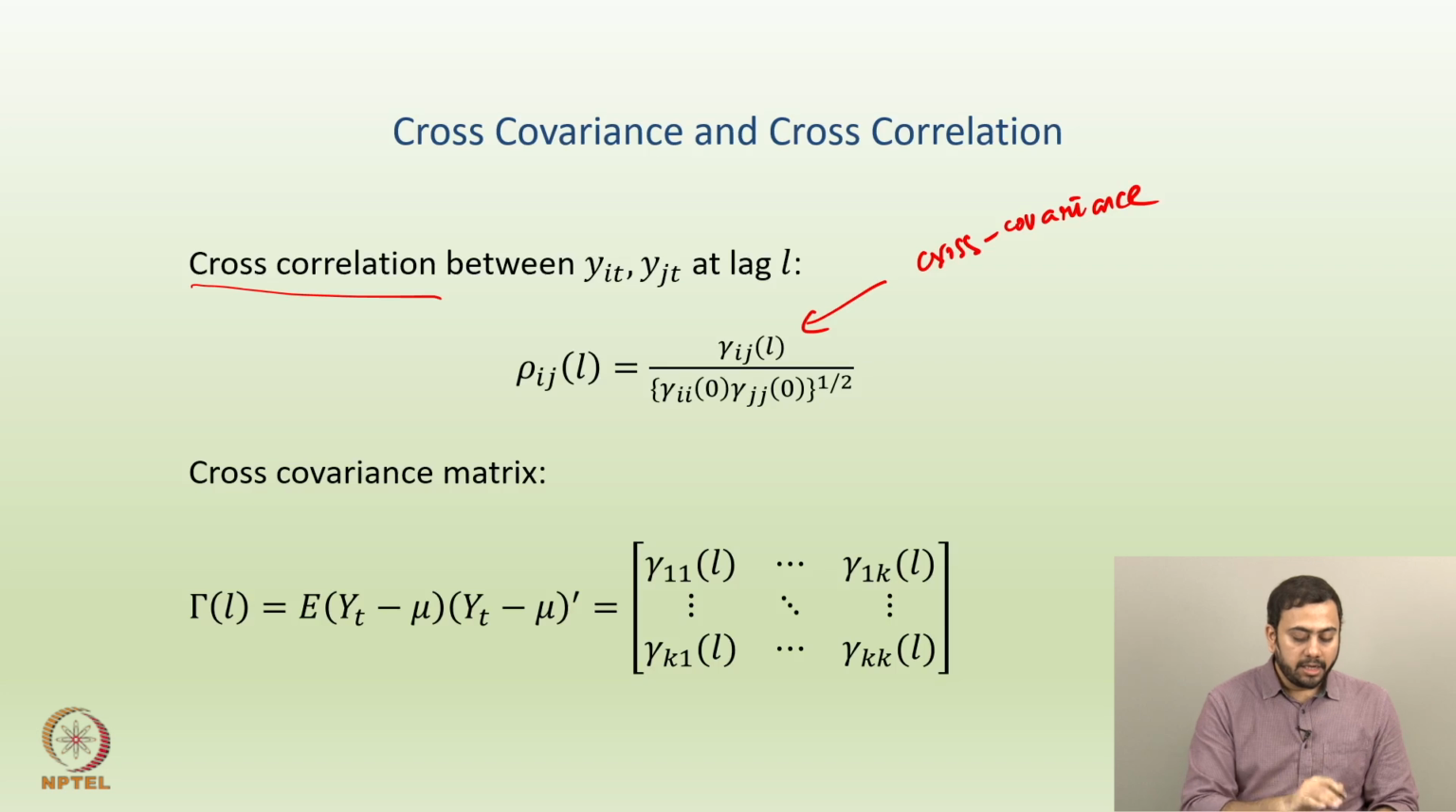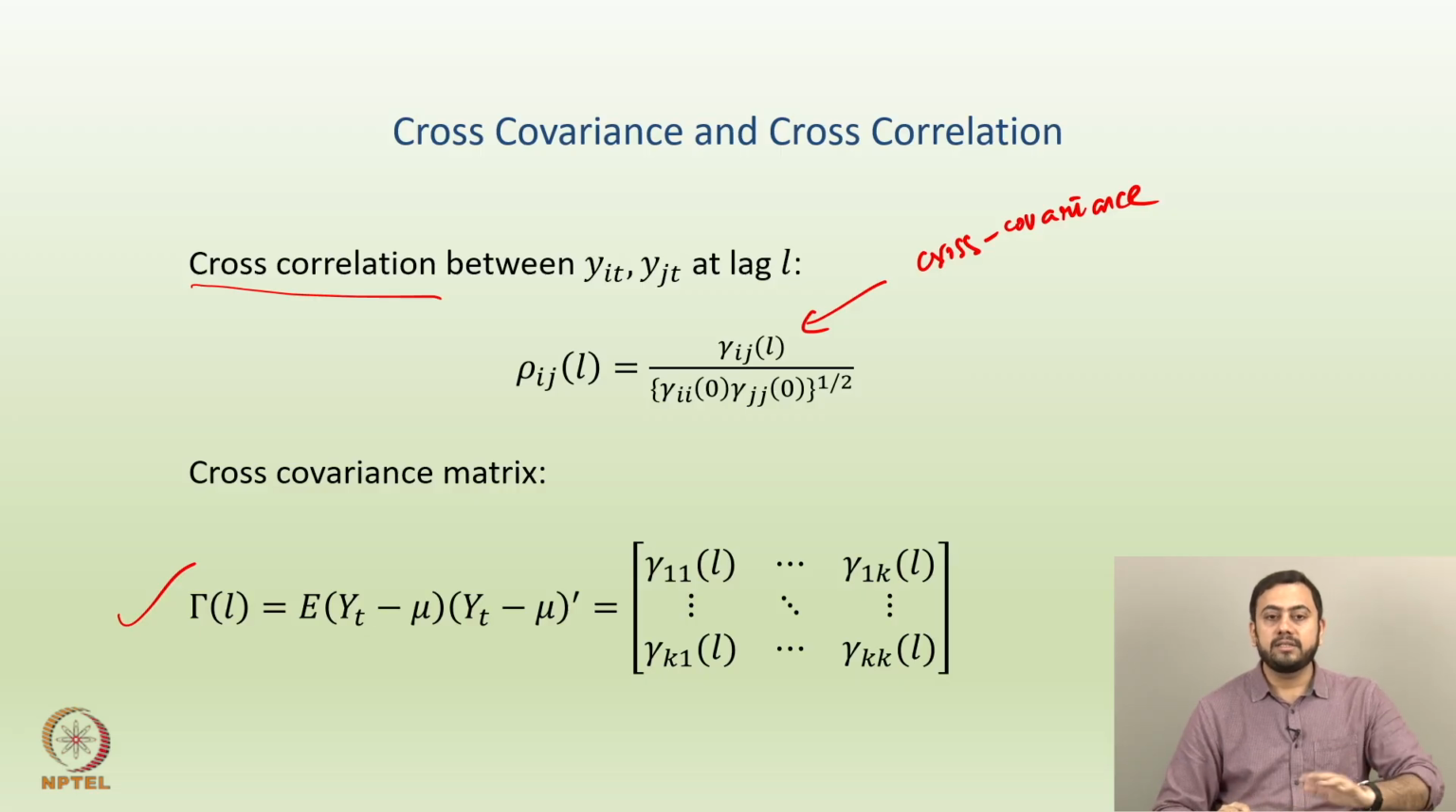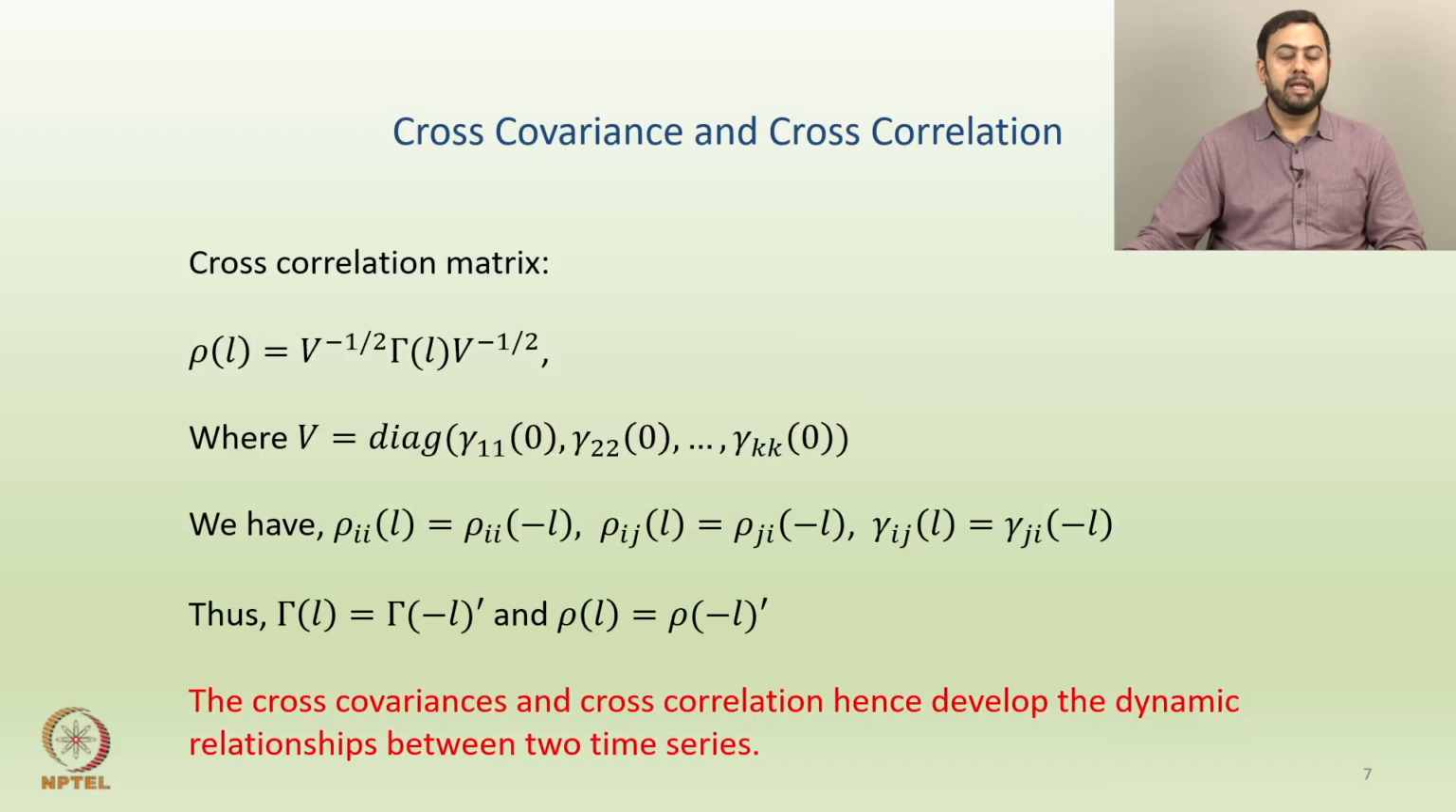Okay. But now we can actually get this cross covariance matrix, where the diagonal entries are the individual autocovariance functions, gamma_11(L), gamma_kk(L), etc., and all the off-diagonal elements are the cross covariances among two series. And similarly, we can get the cross correlation matrix also. So, cross covariance matrix and then the cross correlation matrix.